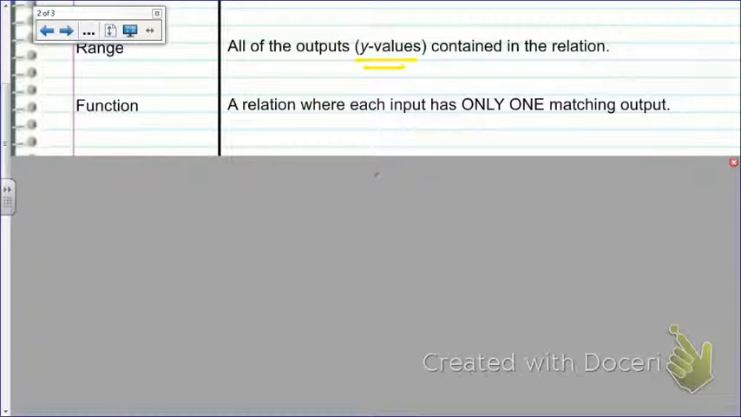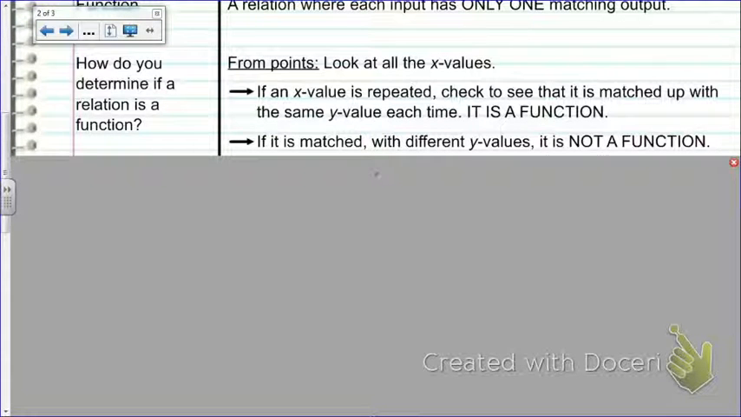So the definition of a function is a relation where each input has only one matching output. And I wrote only one in all caps, and I'm also going to triple underline it. That is super important. So a relation is only a function if every input, every x value, is matched up to only one y value. And I will tell you what I mean after you write the full definition. We'll do an example. So then the question is, how do you determine if a relation is a function?